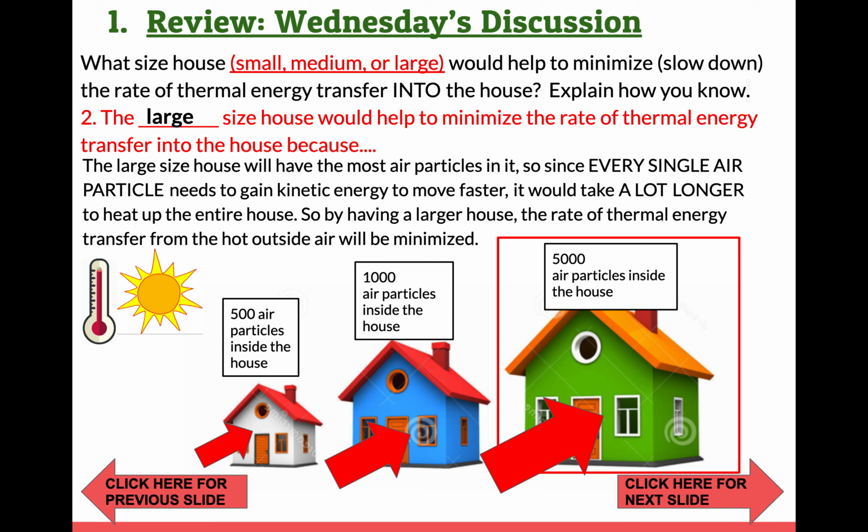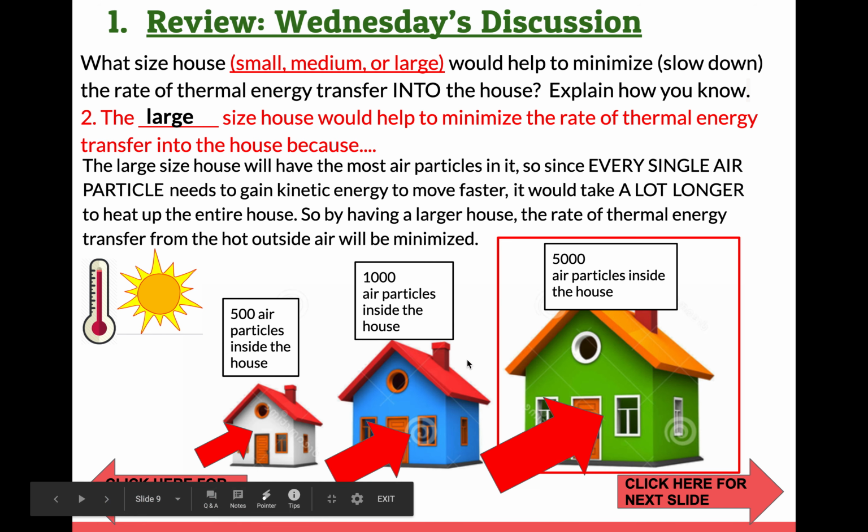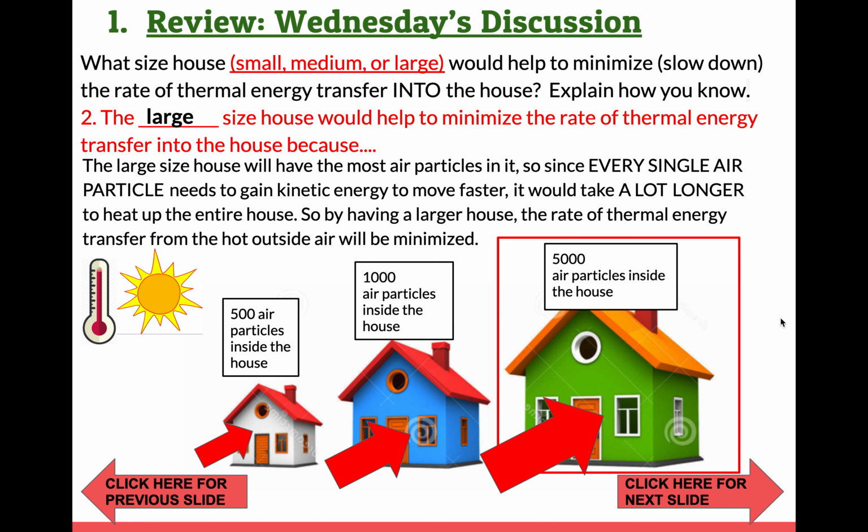So by having a larger house, the rate of thermal energy transfer from the hot outside air will be minimized. So the best design would be to design a house that is larger rather than designing a house that is tiny. So the larger house will minimize the rate of thermal energy transfer since there's more particles inside that each need to gain kinetic energy.